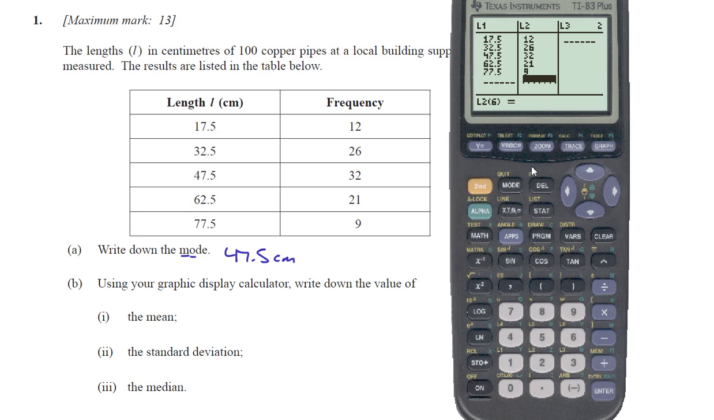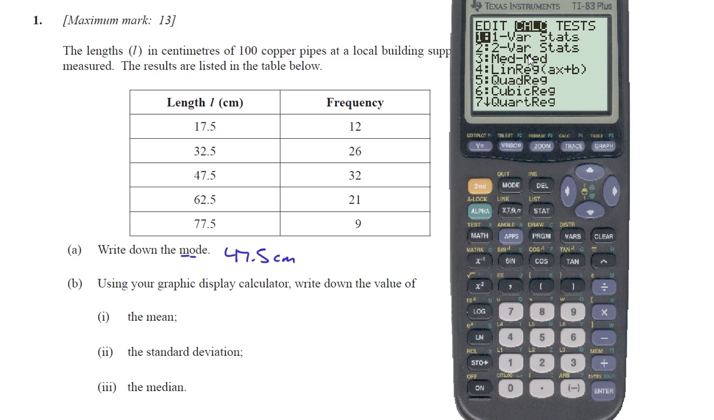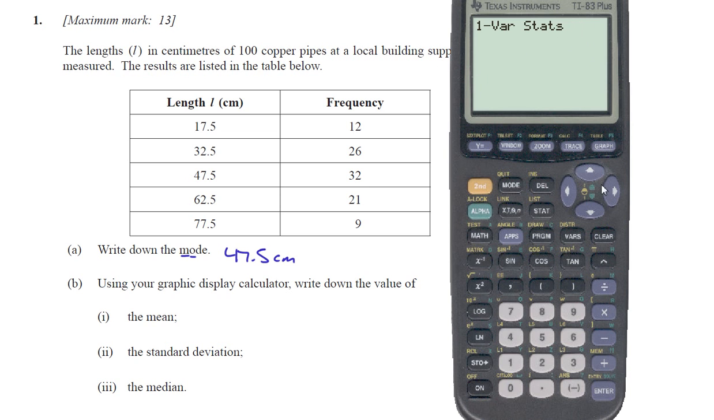Once you have all your data in there, we go back into Stat and calculate. Even though there are 2 lists of data, it's still just one variable, because this is a frequency table. So we click on one variable stats. I believe the 84s actually give you the option of a frequency list; it'll tell you right in here. In the 83s, it doesn't.